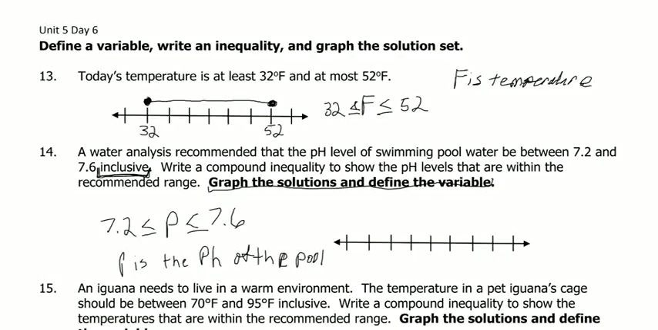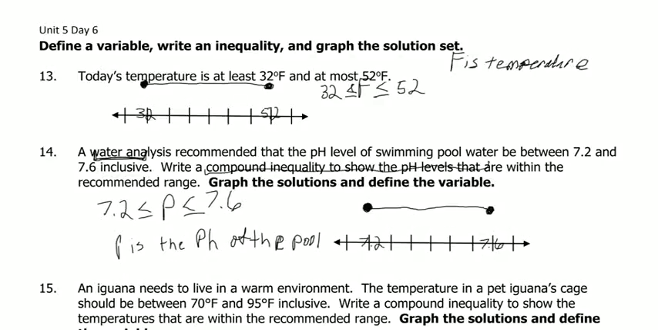Now all we got to do is graph it. 7.2 and 7.6. If they're inclusive, that means that we're going to have these dark dots. And there it is. Okay, there's our graph. And that part's finished.